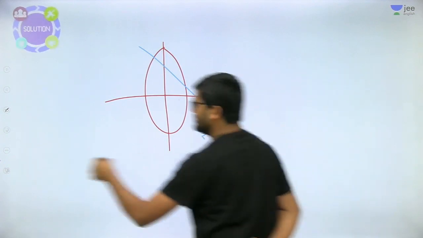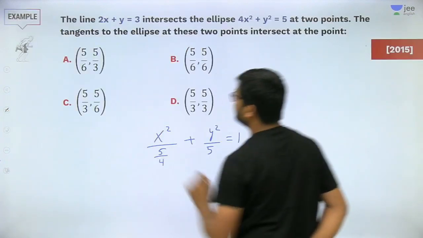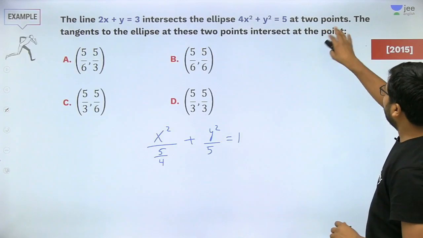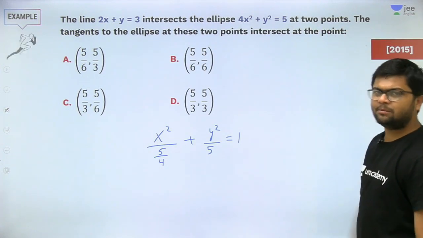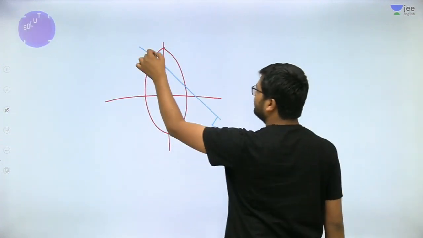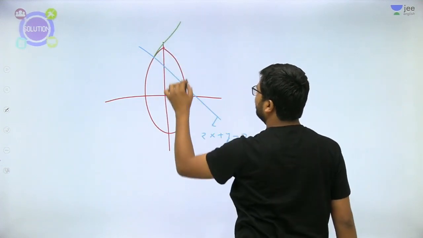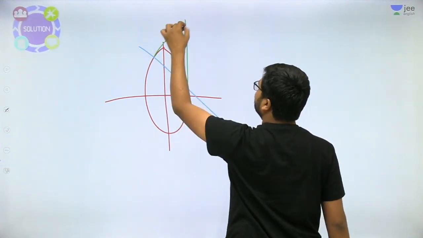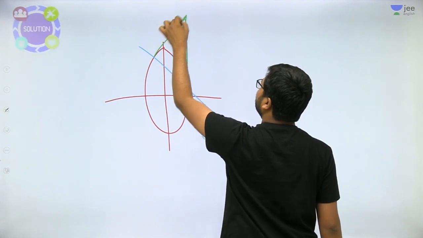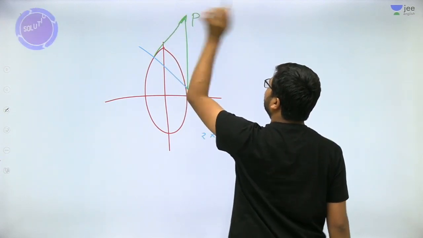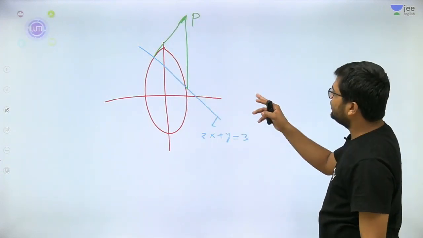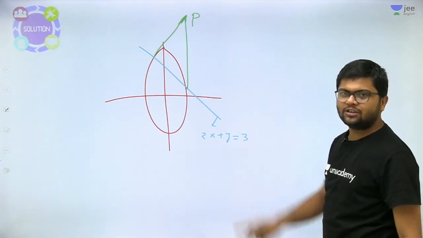Now the question is saying that at these 2 points the tangents are being plotted. So at these 2 points, let us plot the tangent, tangent 1, and let us suppose this is tangent 2. Now these two tangents intersect at some point P, let us suppose. Now we need to find this point of intersection of tangents.